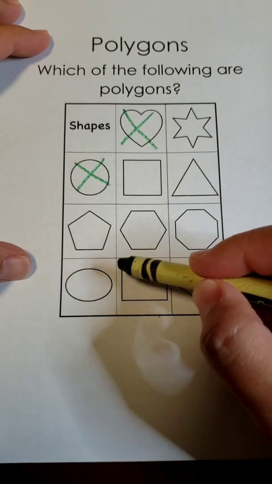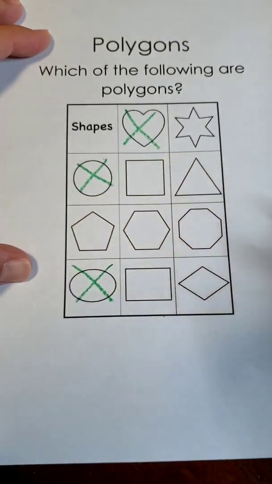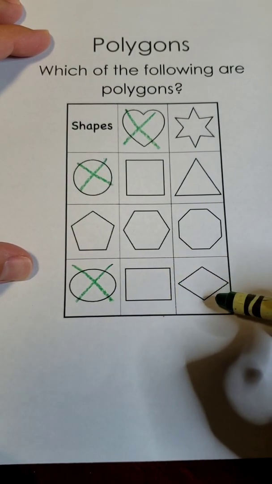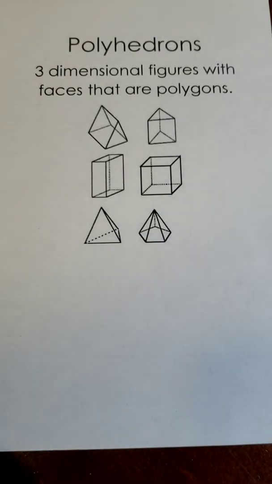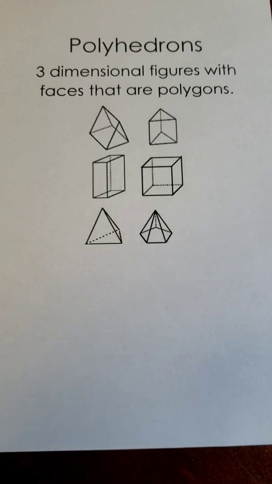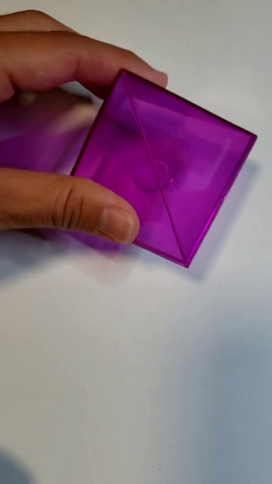Then down here we have an oval. Would the oval be a polygon? The answer is no, because it has those curved sides. Down here in the middle we have the rectangle, and the rectangle of course is a polygon. And then we have the rhombus, which is also a polygon because it's made of straight sides. All right, so back to polyhedrons. Again, three-dimensional figures with faces that are polygons. Now, this word here, faces, what does that mean? Well, we're going to take a look at some three-dimensional figures, and I'm going to show you how you identify those faces next.